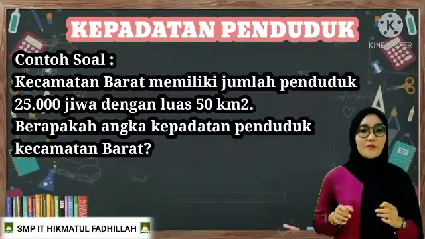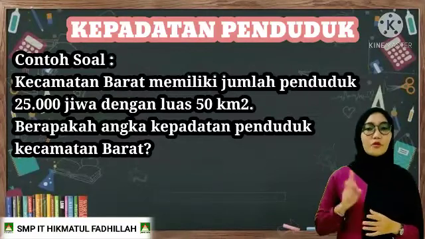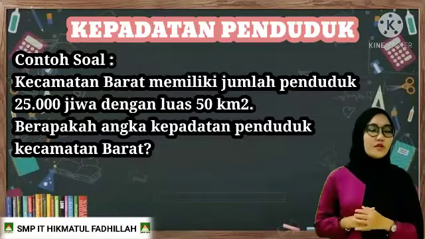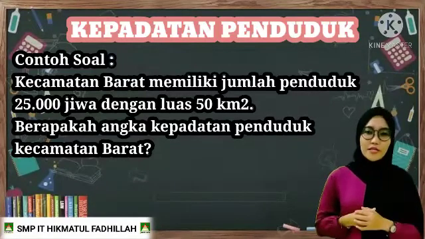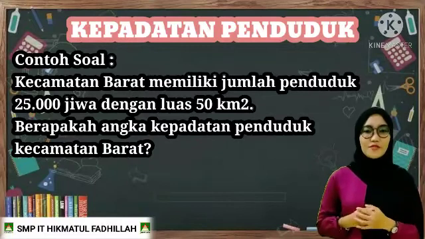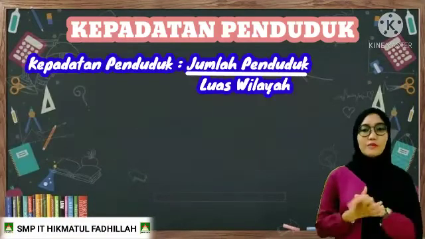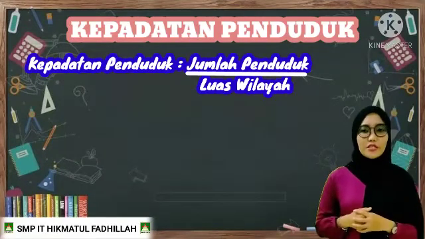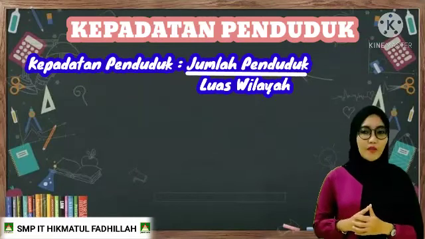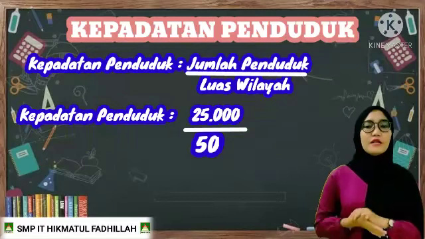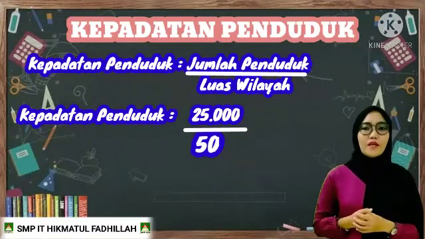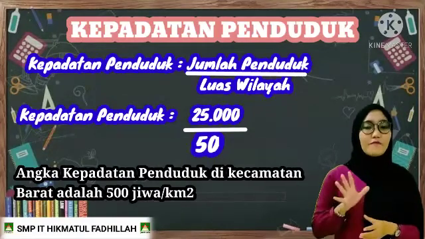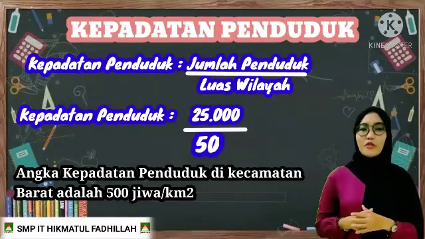The last examples of problem calculating for population density: the Barat sub-district has a population of 25,000 people with an area of 50 km². What is the population density of the Barat sub-district? As we know, the formula for finding population density is the total population divided by the area. So 25,000 divided by 50. The population density in the Barat sub-district is 500 people per square kilometer.